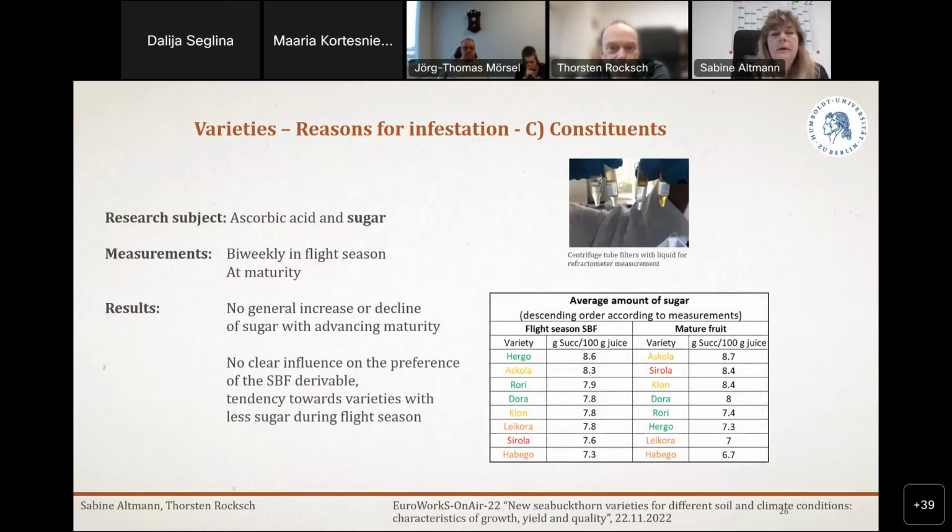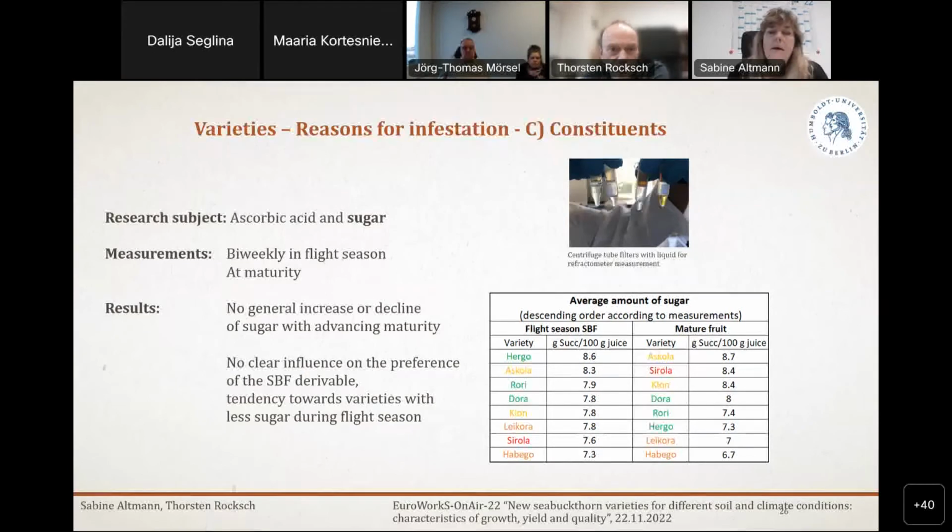Finally, we come to sugar. That was tested at the same time as the ascorbic acid. On the right side, you see the chart with the results. There is no general increase or decline of sugar with advancing maturity. As you see, for example, Hergo has big amounts of sugar during the flight season, but then comparatively a little amount in the mature fruits. And with Cirola, for example, it's the other way around. So there's no general increase or decline.